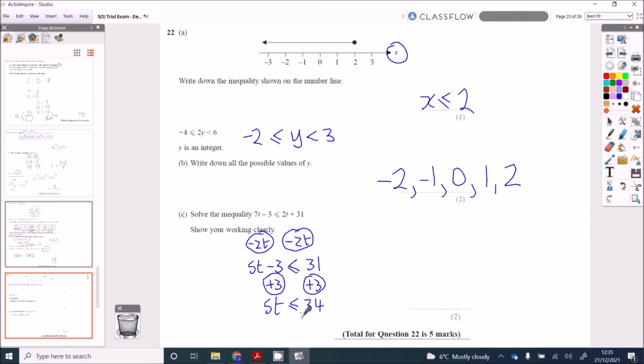How do we undo a timesing by 5? We divide by 5. So t is less than or equal to 34 over 5. Now that's a perfectly acceptable answer as an improper fraction, a top-heavy fraction. If you wanted to convert that to a decimal, so you've got 6.8, that would be fine. So if you like, you can have t is less than or equal to 6.8.